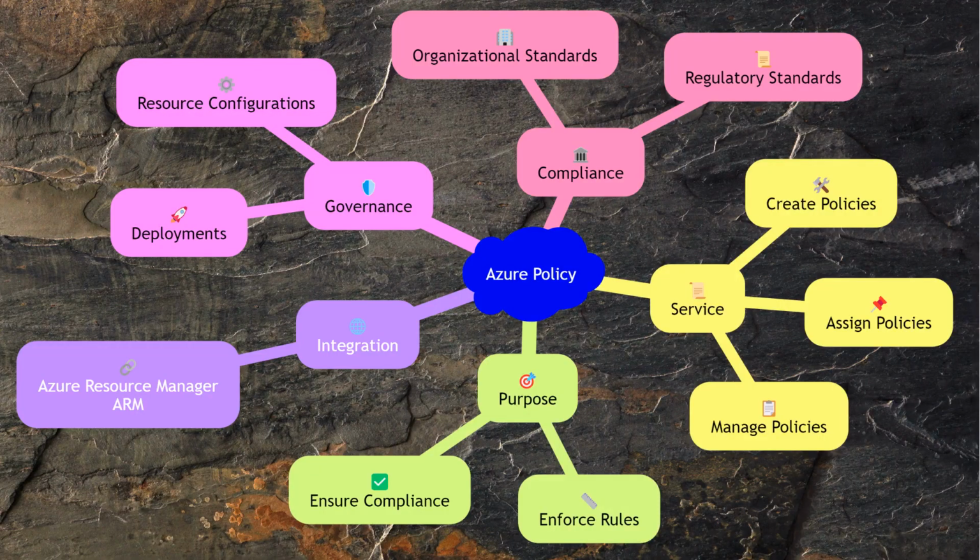Azure Policy is a service that allows you to create, assign, and manage policies to enforce rules and ensure compliance across your Azure environment. By using ARM and Azure Policy together, you can define policies that govern resource configurations and deployments, helping you maintain compliance with organizational and regulatory standards.